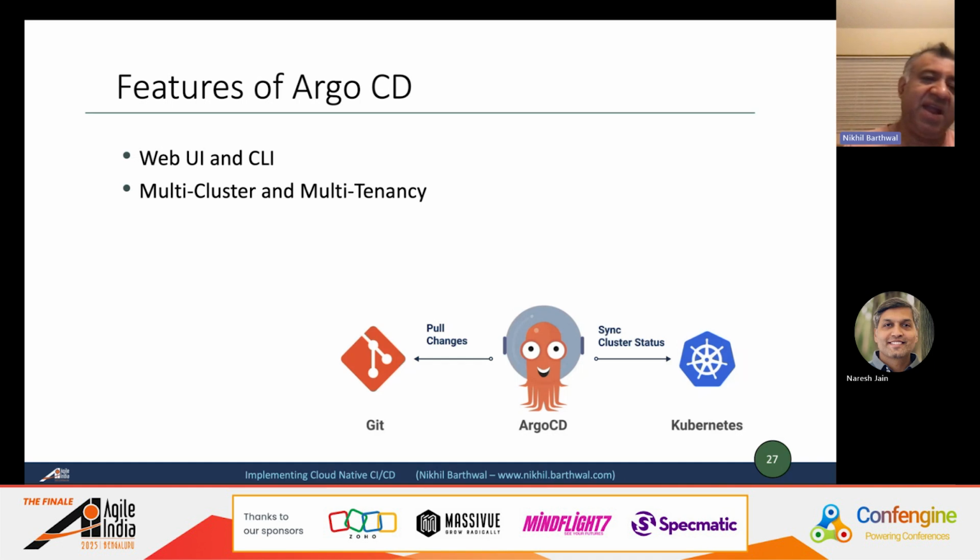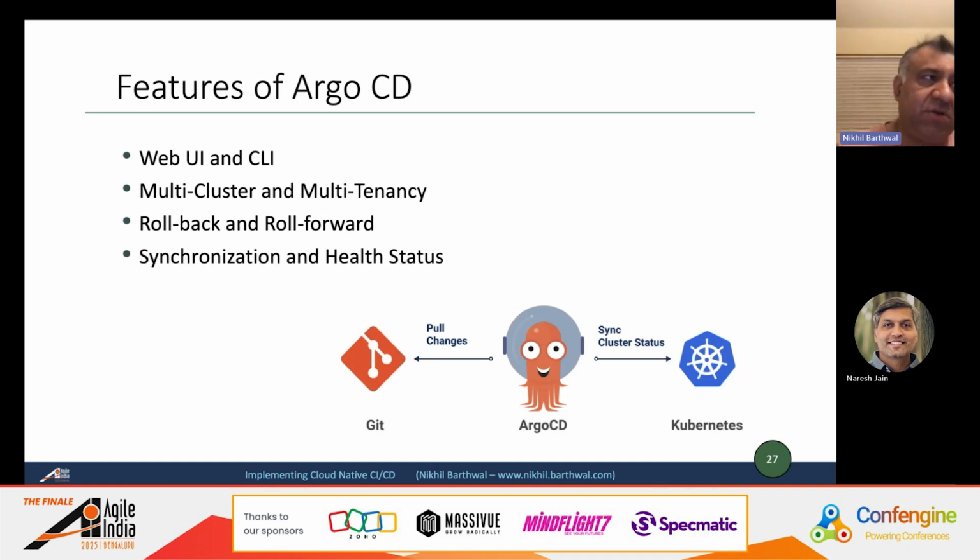Because it's Kubernetes, it handles multi-cluster and multi-tenancy, very important. Because it's GitOps based, you have the advantage of version control, so you can roll back and roll forward. It takes care of all the synchronization and health status checks for you. And because it's an open source project, it would be extensively customizable.